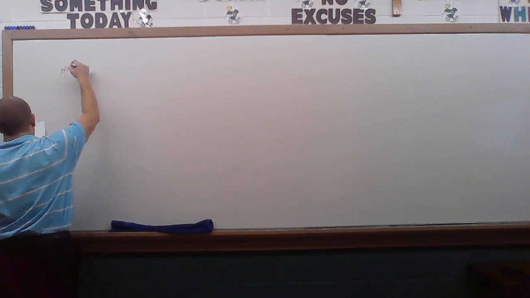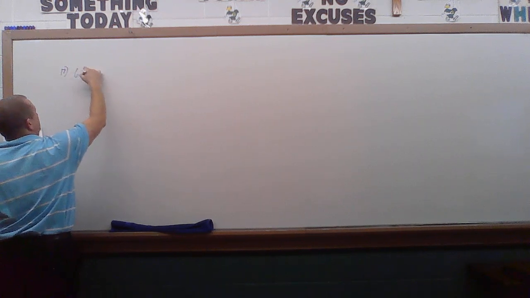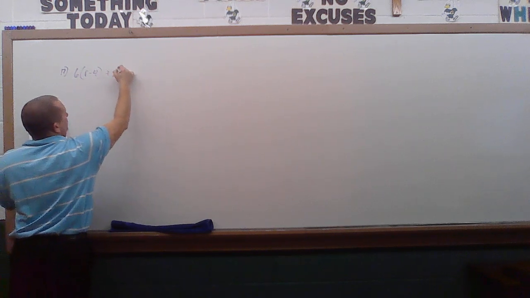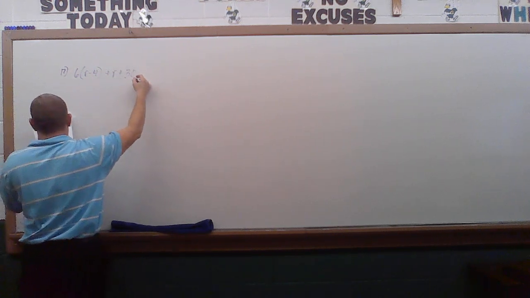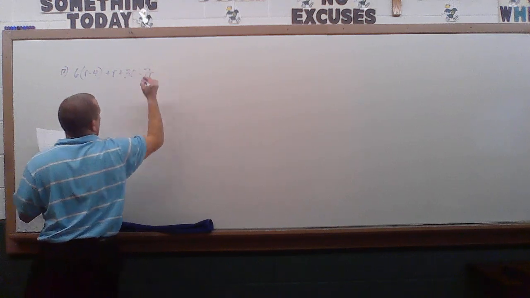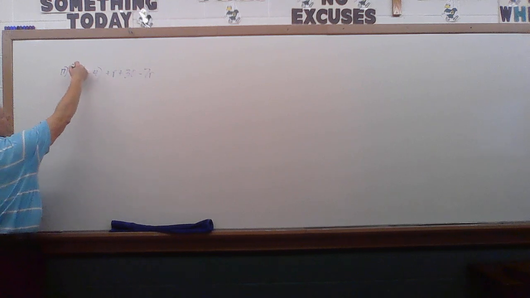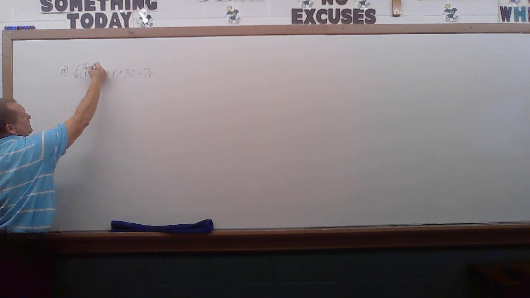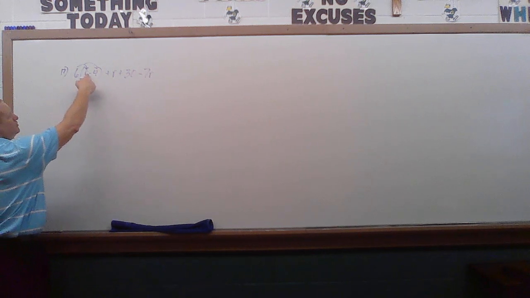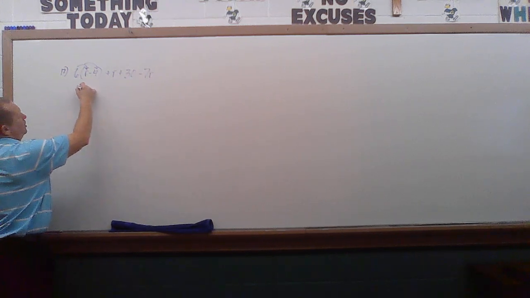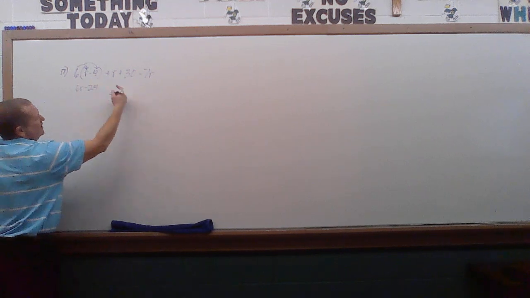So, 6 parentheses r minus 4, plus r plus 30, minus 7r. So as Mr. Kolbeck said, the first thing we're going to do is get rid of my parentheses. So again, distributing means I'm going to multiply the number on the outside to everything on the inside. But again, on the inside, don't forget that this minus sign really just says 4 is negative. So when I distribute, I get 6r minus 24. Everything else just comes down.